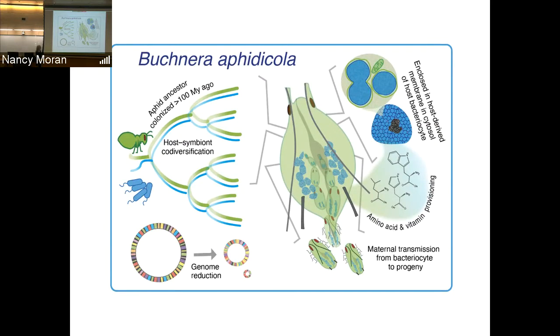They have extreme genome reduction. After this long period of time, they lose most of their genome. So Buchnera has about 600 genes, and it's not even the extreme. They're maternally transmitted. And then there's a lot of evidence for what they do.